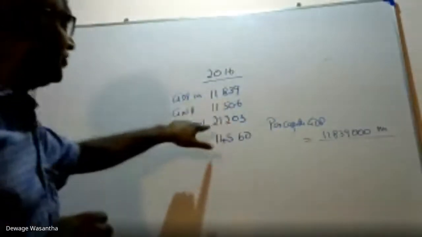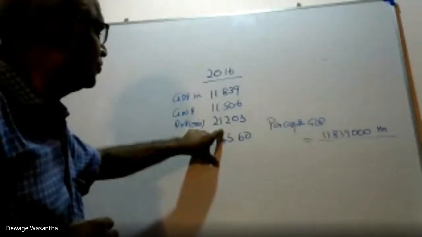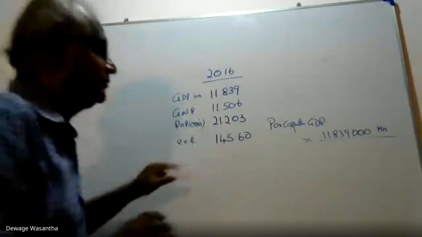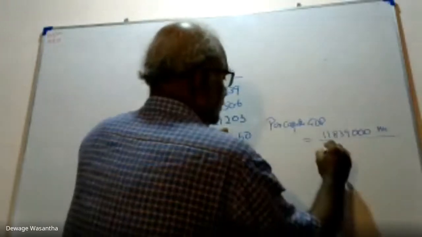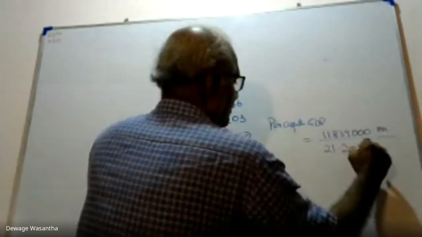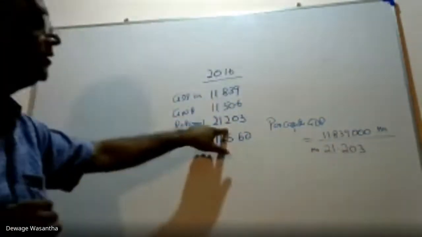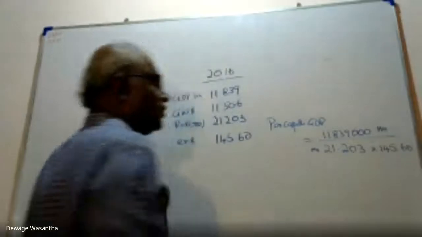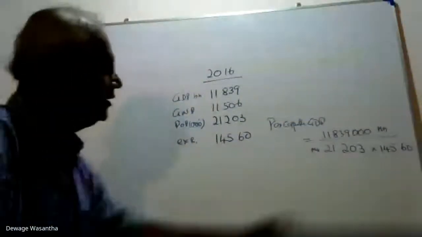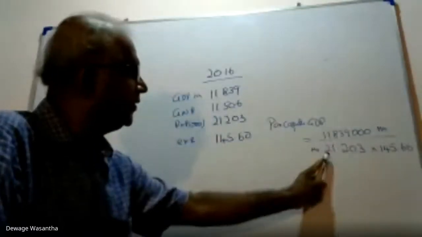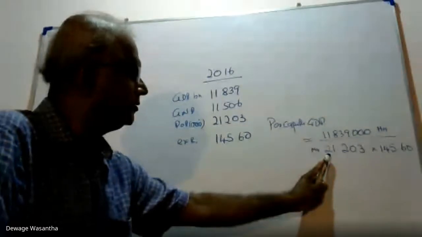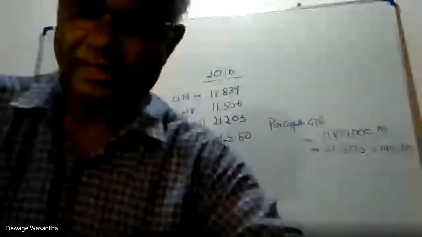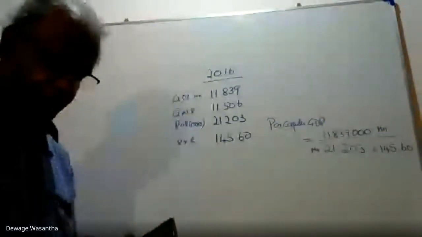Divided by the population, 21,203 thousands. Then you have to make this millions, 21.203 million, both in millions. Then the exchange rate, 145.60. That's how we calculate. 11,839 billion, make that million rupees, divided by 21.203 million, then 145.60 is the exchange rate. Let's calculate this. If you have a calculator, you can check that.